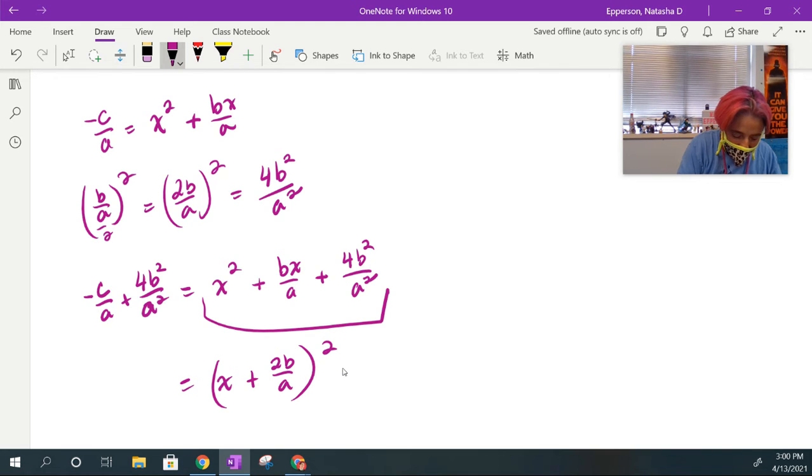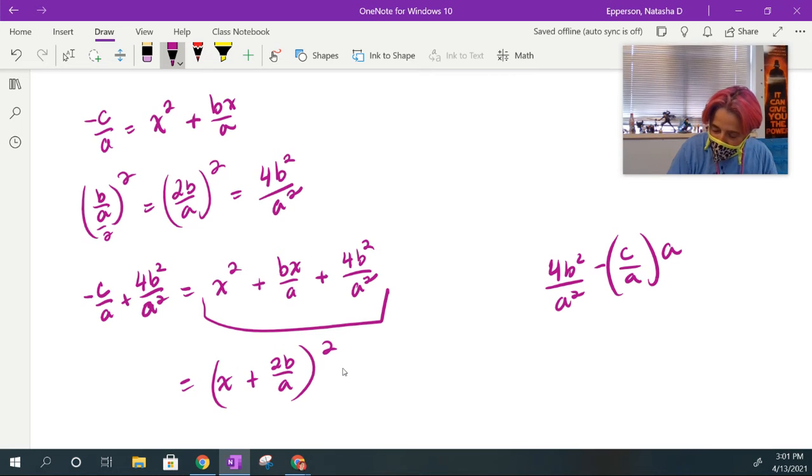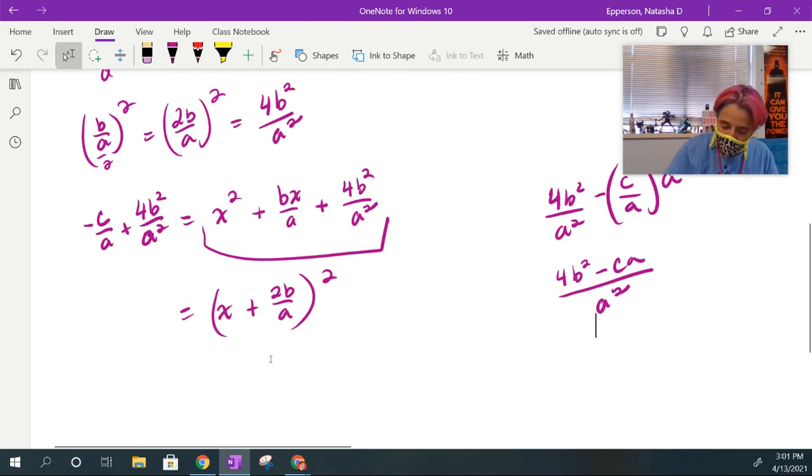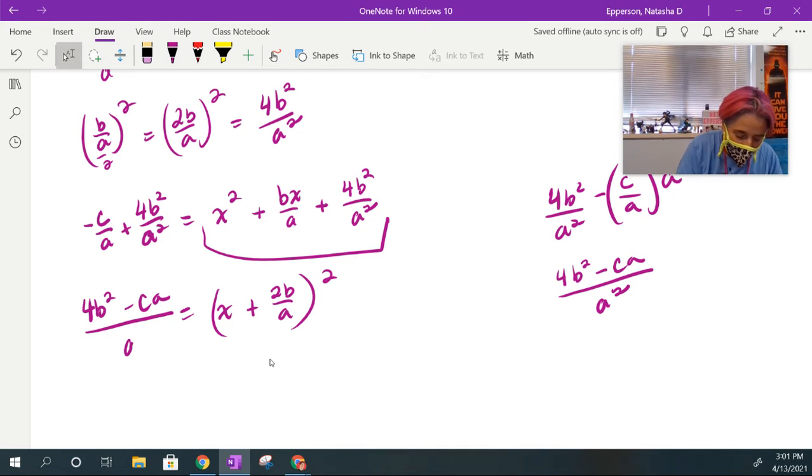I can combine like terms here. Let's see here. How do I want to handle that one? That's going to be 4b squared minus c over a, and this is over a squared. Combining like terms, if I multiply this side by a, this becomes 4b squared minus ca over a squared. Okay, that would work. Yep. So we're going to say 4b squared minus ca over a squared. I think I made a mistake somewhere in there, but let's see.